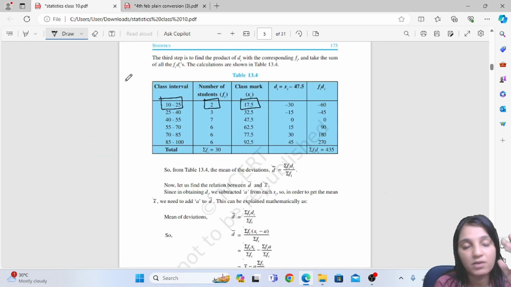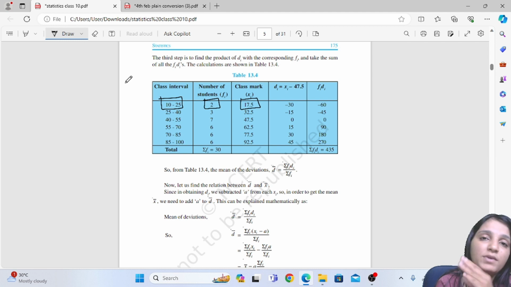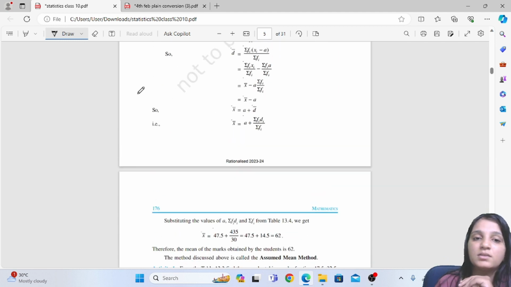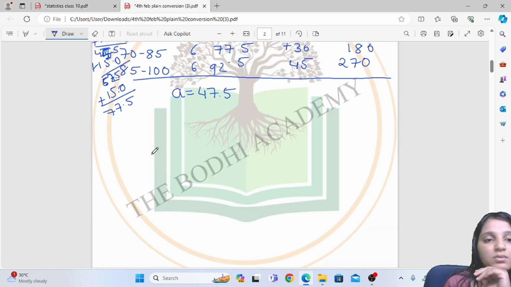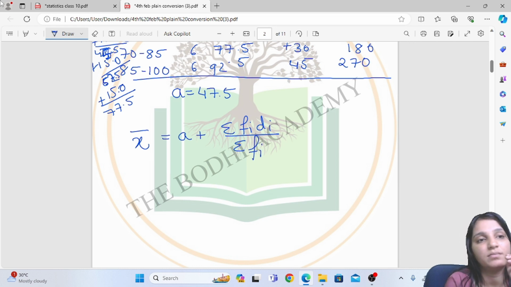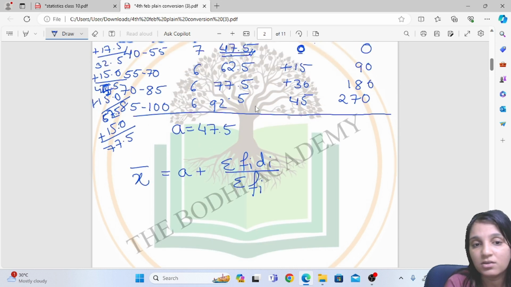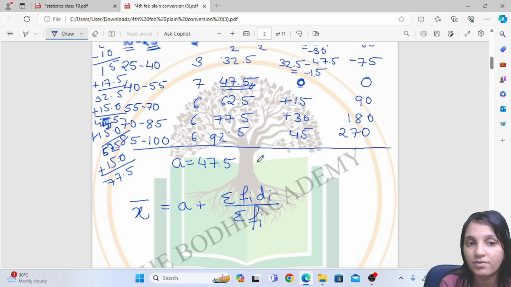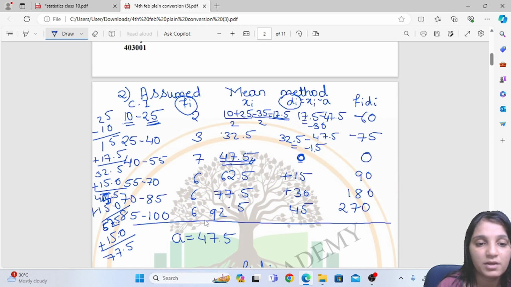Now let us look at the assumed mean method. For the direct method we had one formula, right? So for the assumed mean method also we have one formula, and that one is this: x bar is equal to a plus summation fi di upon summation fi. So to calculate this we will require summation of fi, and summation of fi di.